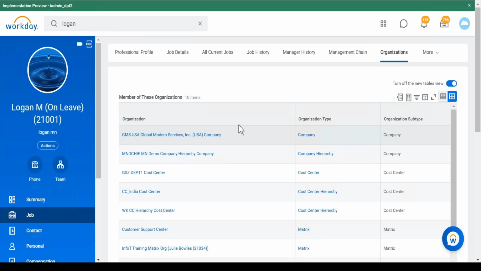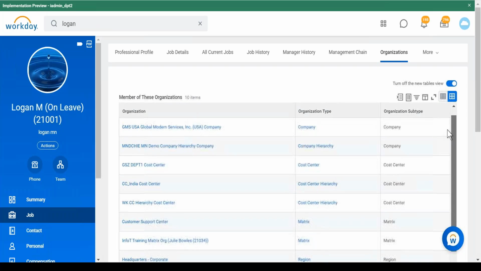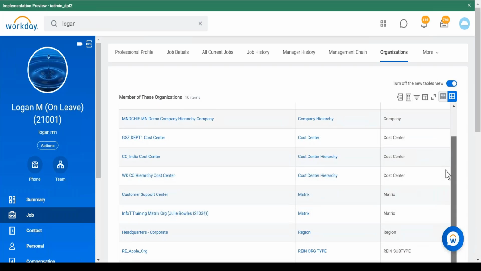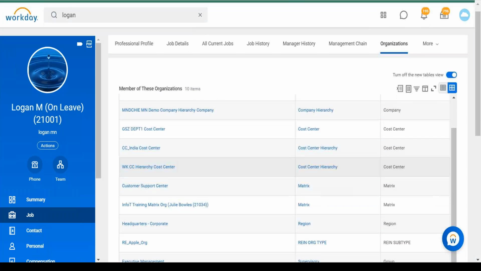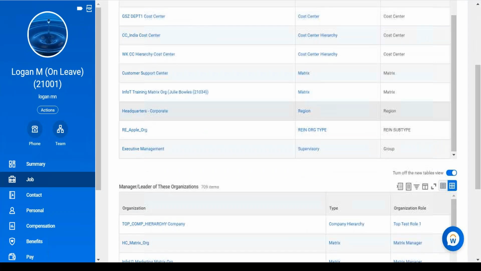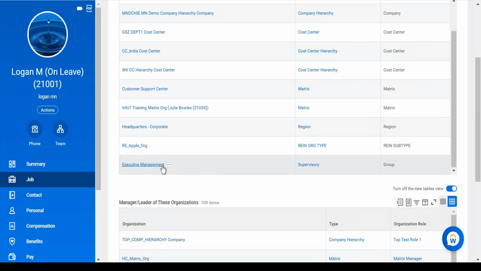Now, whenever you want to look at which organization a person is sitting on, go under the jobs tab and go under the organizations tab. This is where you'll be able to see all the organizations. Okay, so can you see these are the list of organizations Logan has been assigned to? She has a specific company hierarchy, cost center hierarchy of her own. These are basically the organizations she's sitting on.